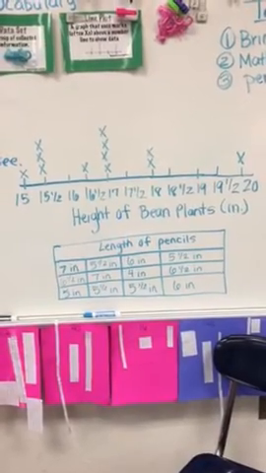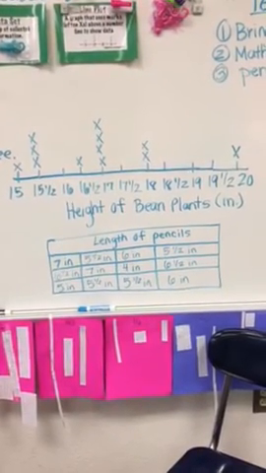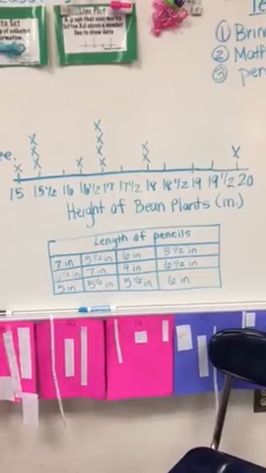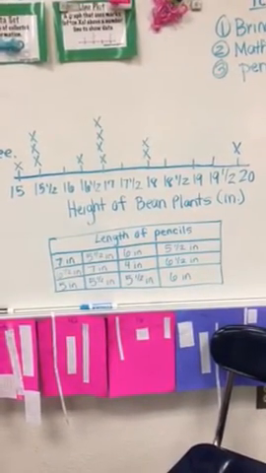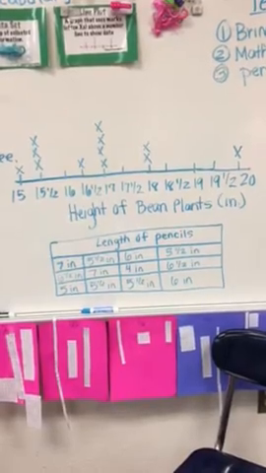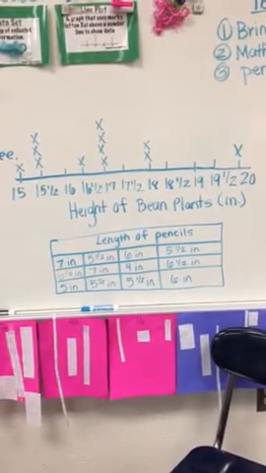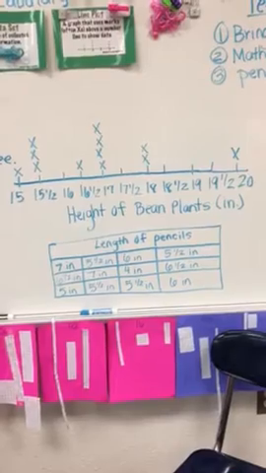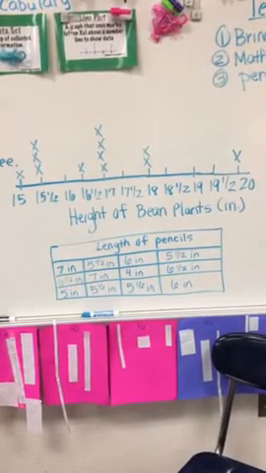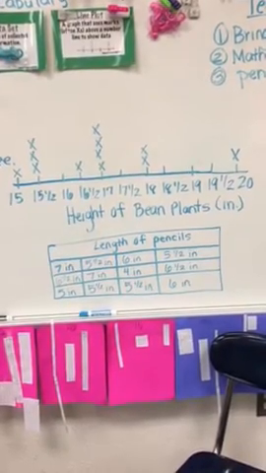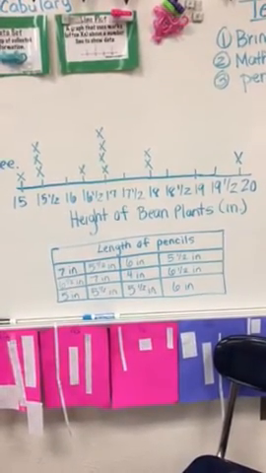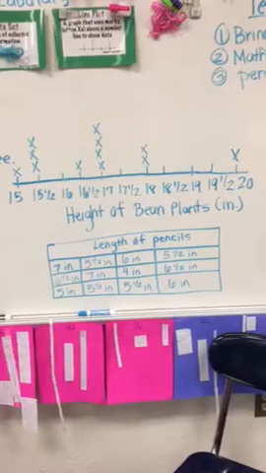Another question I could ask is, how many bean plants were measured? So again, students have to know that the X's represent the plants. I'll give you just a minute to count and see how many plants were actually measured. If you were thinking the number 12, that would be correct. There are 12 X's indicating 12 plants.